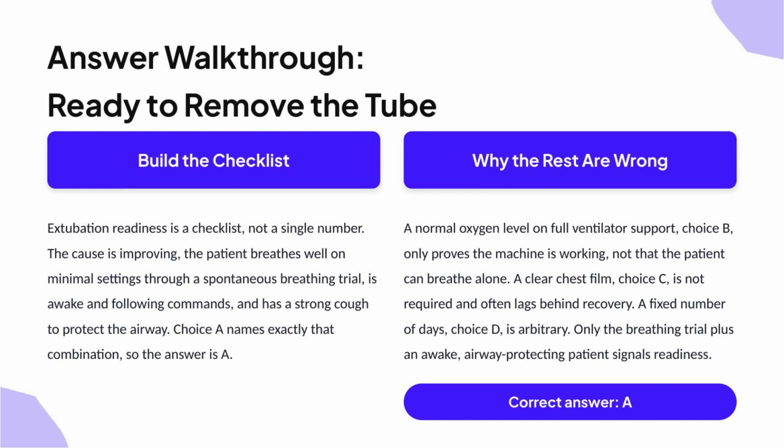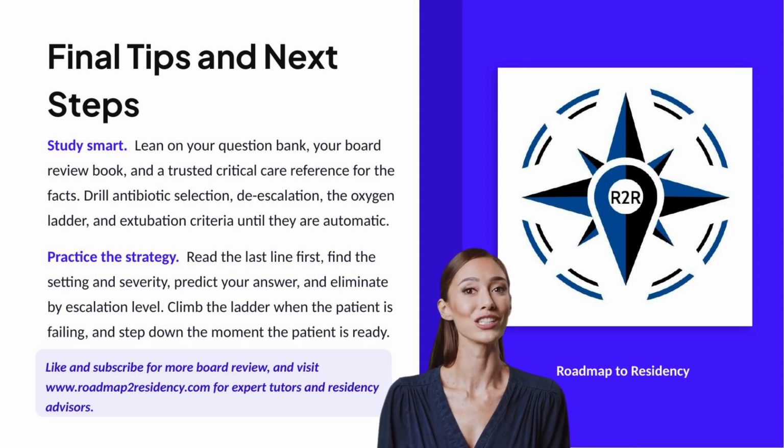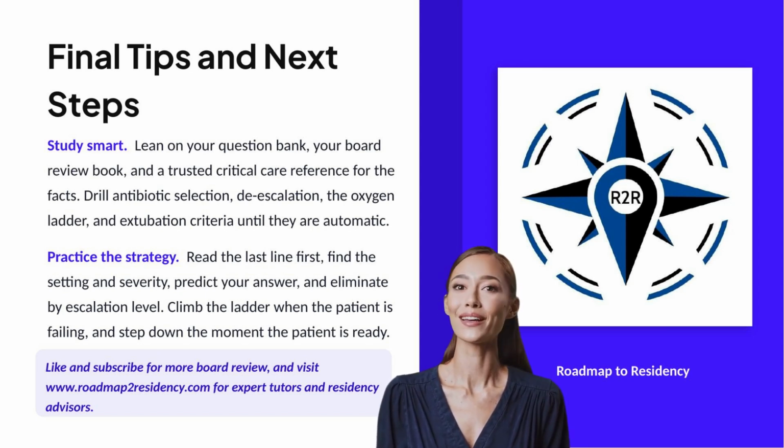Keep that checklist in your head. Cause improving, breathing trial passed, awake, and protecting the airway. Let us bring it home. First, study smart. Lean on your question bank, your board review book, and a trusted critical care reference for the underlying facts. Drill 4 things until they are automatic. Antibiotic selection by setting and severity. De-escalation, when cultures and the patient both improve. The oxygen ladder, and the criteria for removing the breathing tube.